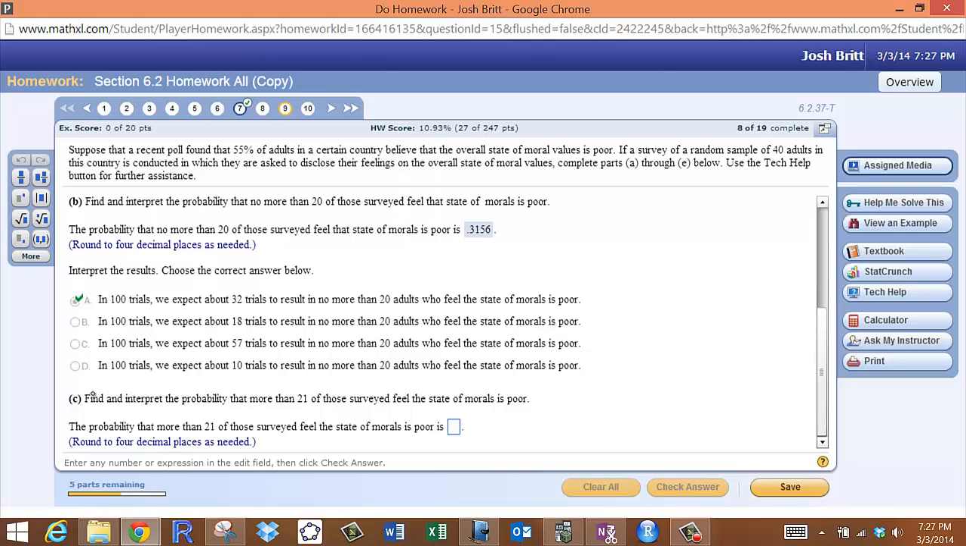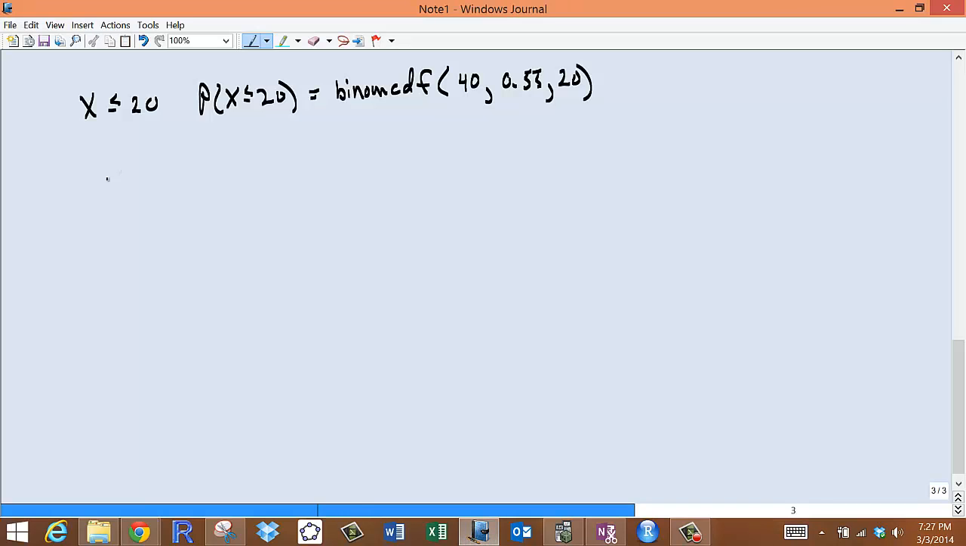Okay, find and interpret the probability that more than 21. So more than 21 means 22 or more. X is more than 21, which can be written X is greater than or equal to 22. So we're really counting 22 all the way up to 40.